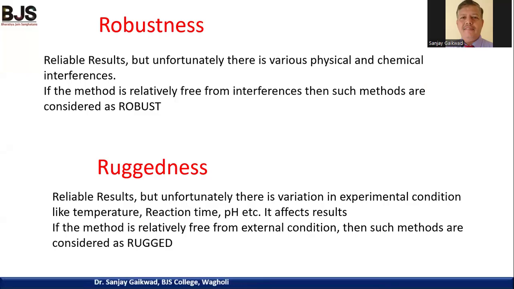And the second term is rigidness. We know the results are reliable, but unfortunately there is variation in experimental conditions like temperature, reaction time, and pH of the solution, and it affects the result. If the method is relatively free from external conditions, then such methods are considered rigid. There are many methods that show robustness and rigidness, and therefore the results are more correct. But if there are interferences that you do not understand, then random errors or accidental errors are added and the results are wrong.